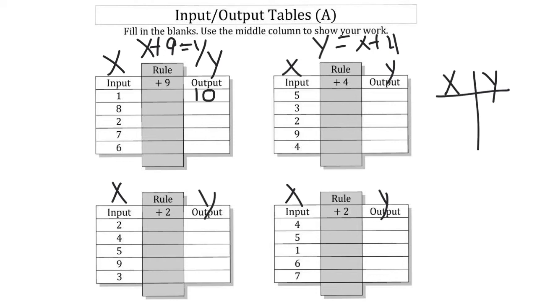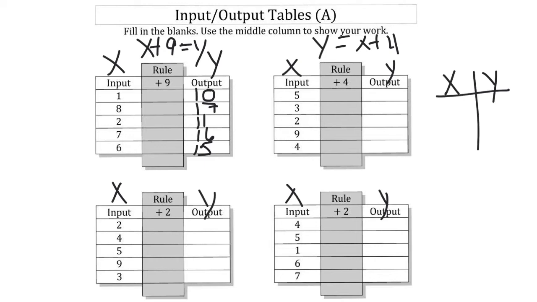So this was x plus 9 equals y, so 8 plus 9, this would be 17. 2 plus 9 is 11, 7 plus 9 is 16, 6 plus 9 is 15. So, and you would do that with all of them.